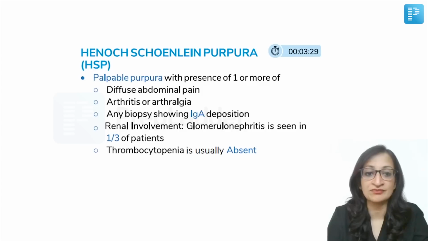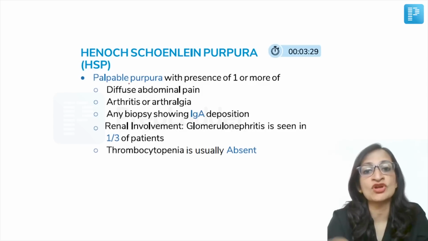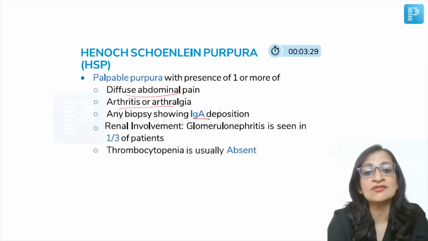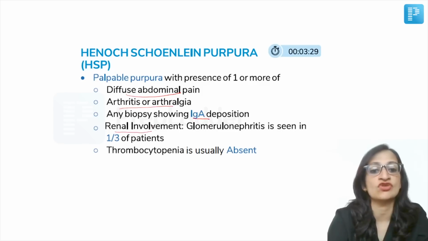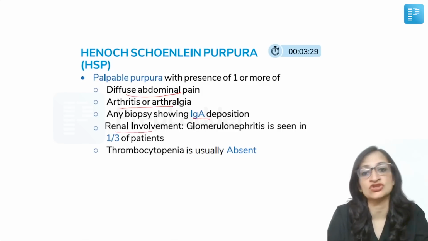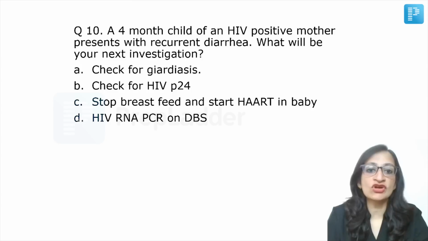Okay. So Henoch-Schönlein purpura, again, we have discussed the diagnostic criteria already. Palpable purpura with presence of any one of the following, including abdominal pain, arthritis, arthralgia, any biopsy showing Ig deposition or renal involvement. And remember, even though it is a purpura, it is due to vasculitis and thrombocytopenia is usually absent here. Okay, so moving on to the next question.